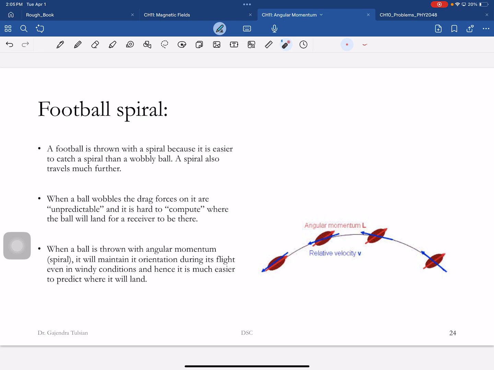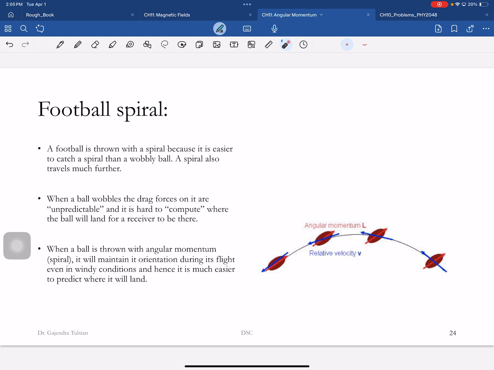By the way, this computer is doing real-time corrections. But if it's wobbling, that's not fast enough to calculate where it will fall. But if the orientation is steady, even with drag forces, you can calculate where it will fall and go run and catch it. So that's why you throw it with spin.